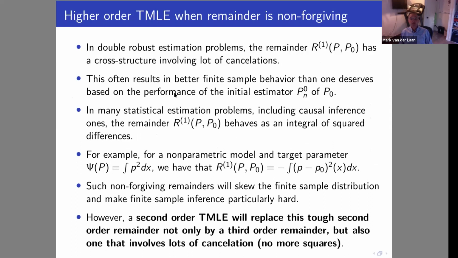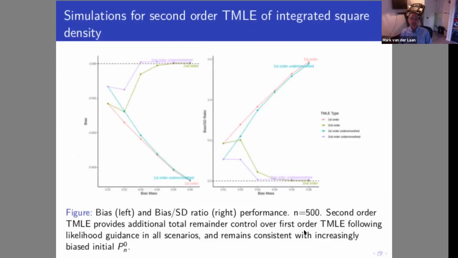Similar for the integral of the density squared, which is a particularly interesting problem where the remainders are non-forgiving. And so that's why I say here, the second order TMLE will replace this tough second order remainder, which is always positive and therefore hurts, not only by a third order remainder, but it will also be a remainder with all that cancellation going on, like we have seen with the ATE problem, right? With the double robust, there's a lot of cancellation happening in that remainder. It's not like a square. So the squares will be gone. And so that's the benefit.